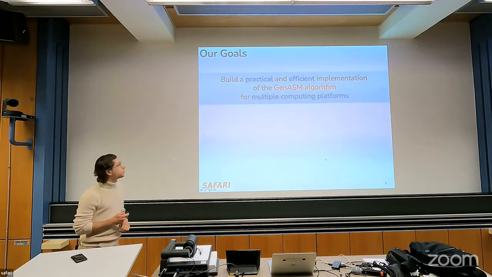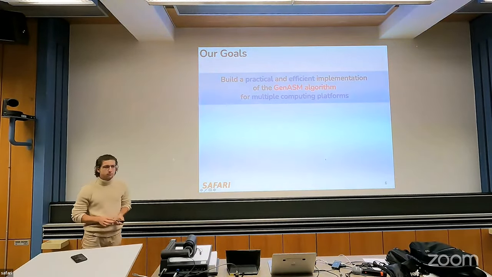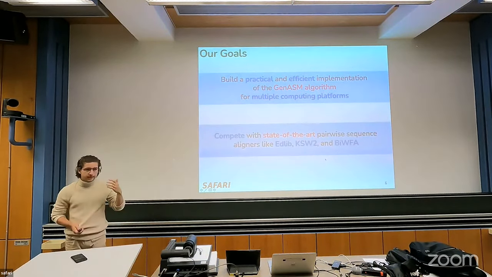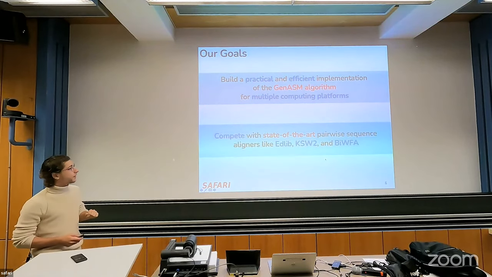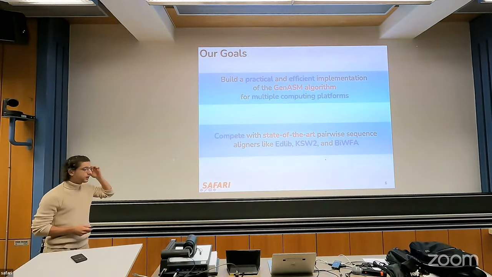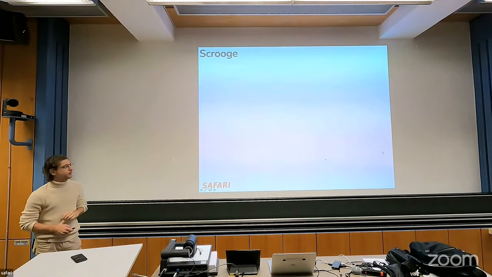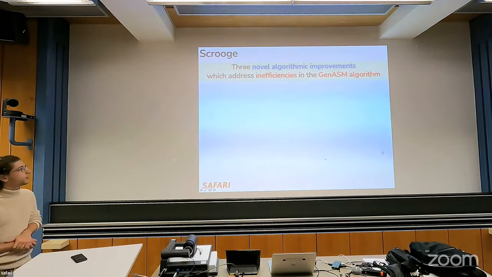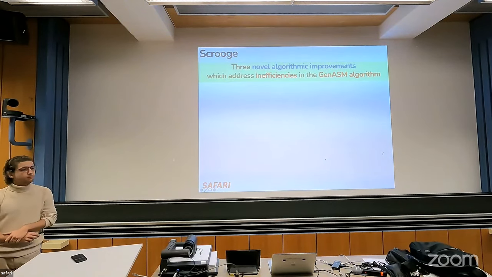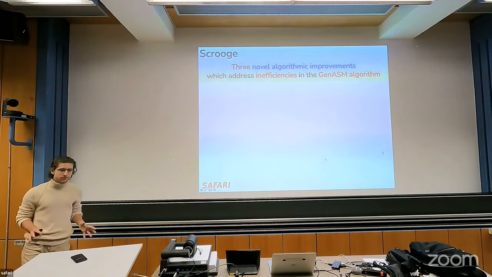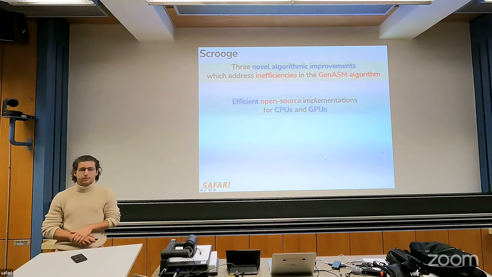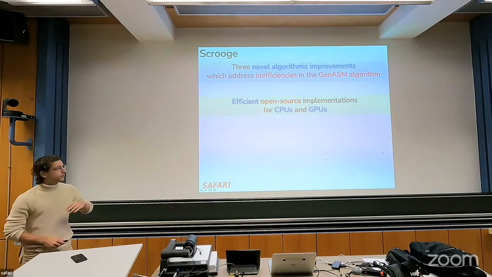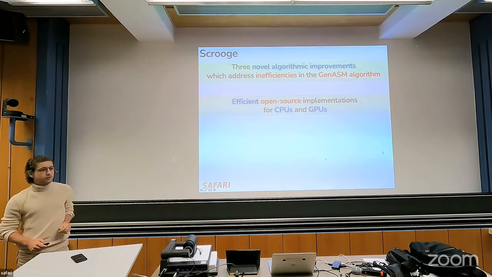So our goals in this work were to build a practical and efficient implementation of this algorithm for multiple computing platforms. Before, this only existed as an ASIC. And we want to compete with the state-of-the-art pairwise sequence aligners that we have in software. So we proposed this Scrooge work, which consists of three novel algorithmic improvements that address some inefficiencies in the GenASM algorithm that we had identified. We open source all of our implementations. So you have CPU and GPU versions of this.